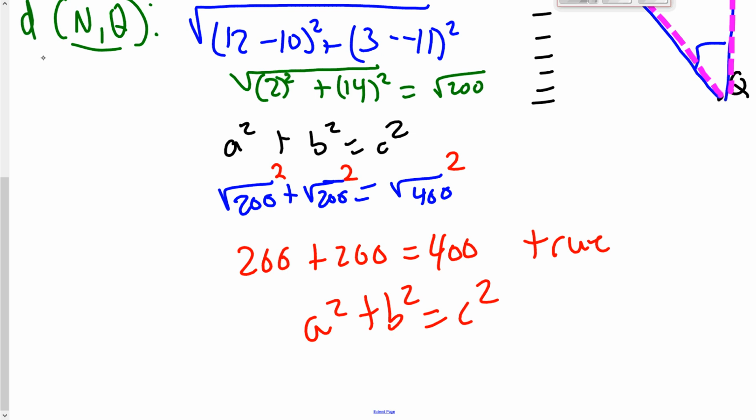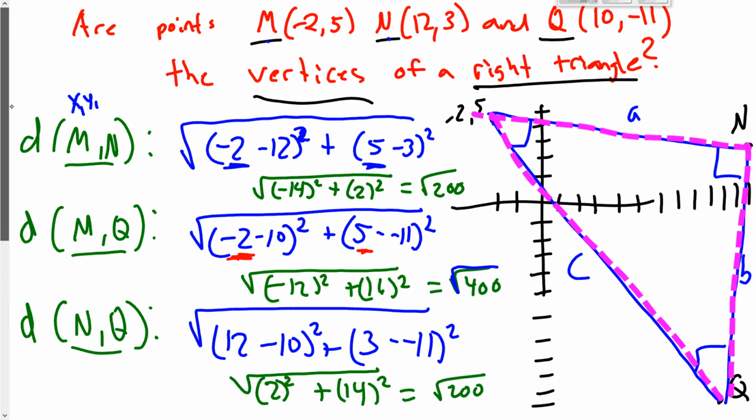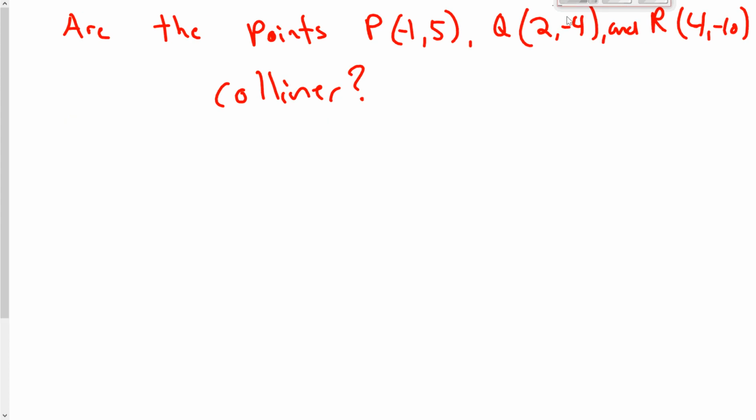So the distances that we're finding are a, which is square root 200, b, which is square root 200, and c, which is square root 400. Then we're plugging them in, and the square roots are going to cancel. We add those up, and it is a true statement, so that means that yes, it is a right triangle. So those three are vertices of a right triangle.